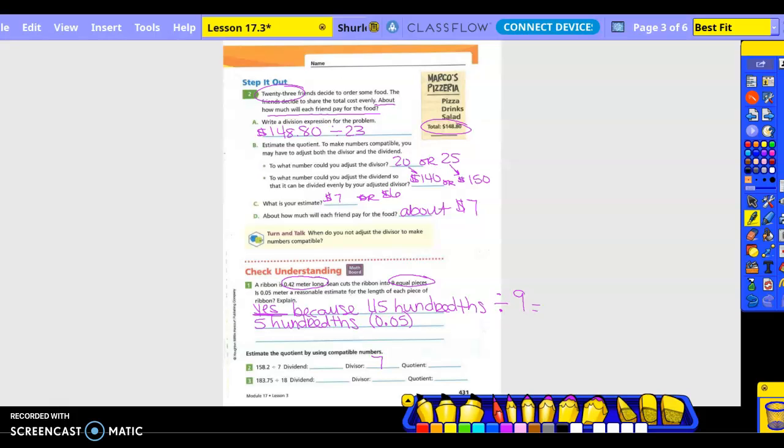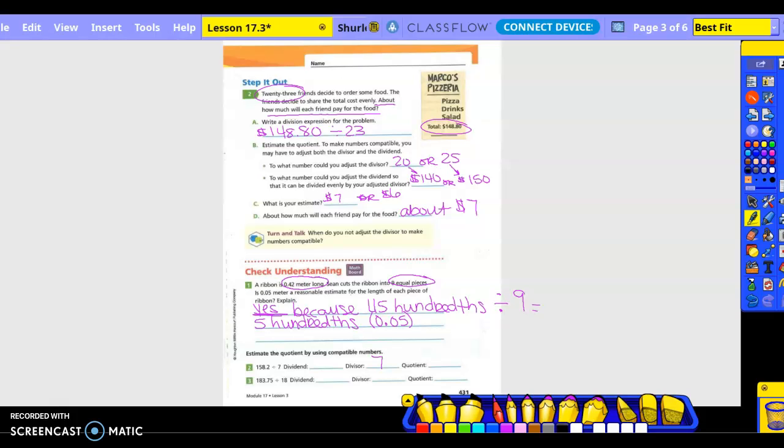Okay, so we're going to put a 7 there. Now what is a multiple of 7 that gets you close to 158.2 without changing it too much? Are we going to look at the whole 158? No, we're going to just solely look at the 15. So what's the multiple of 7 that gets you close to 15, but is a little bit under?